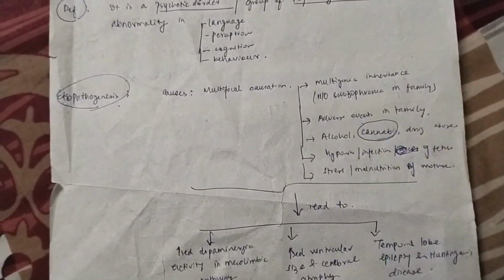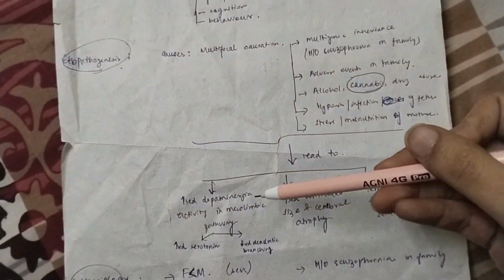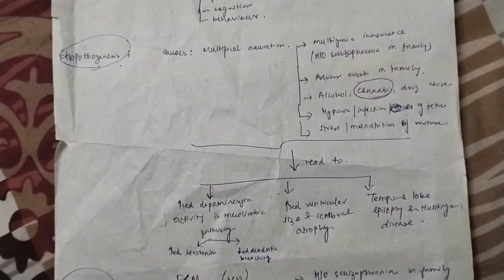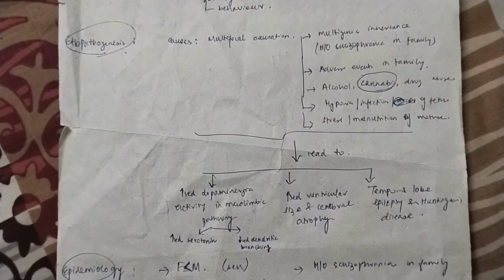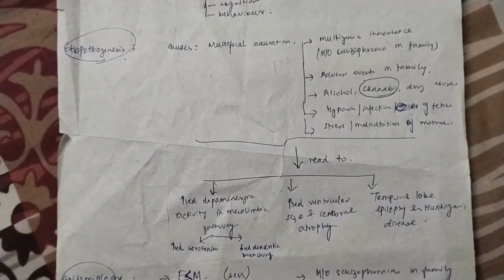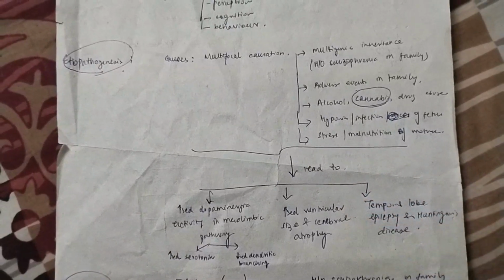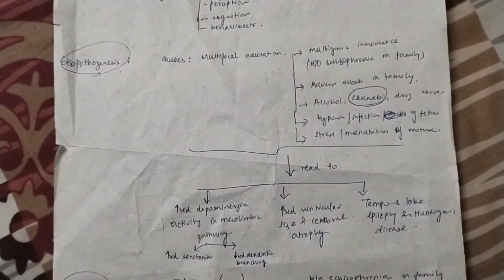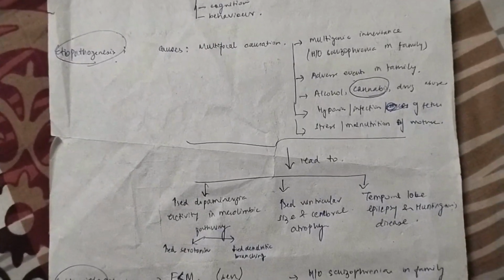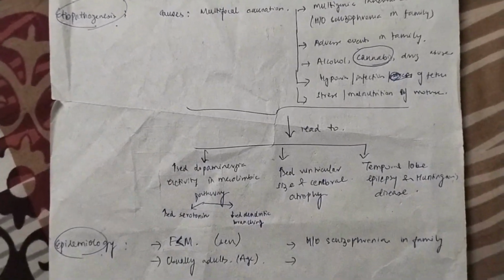All these causes will lead to increased dopaminergic activity in the mesolimbic pathway. This will lead to increased serotonin activity and decreased dendritic branching. Other pathogenesis can be an increase in the ventricular size and cerebral atrophy. Third, there is temporal lobe epilepsy and Huntington's disease.